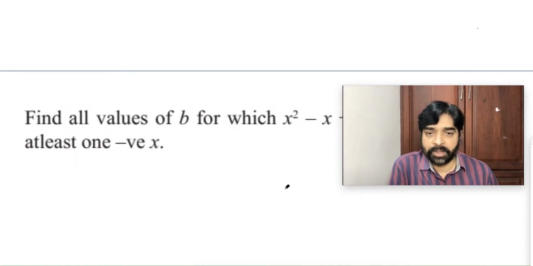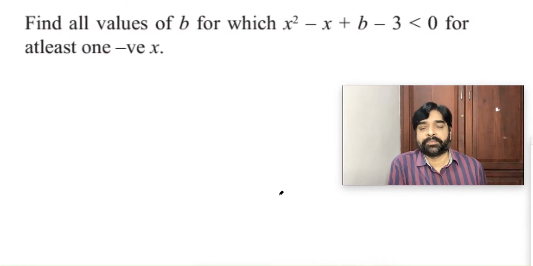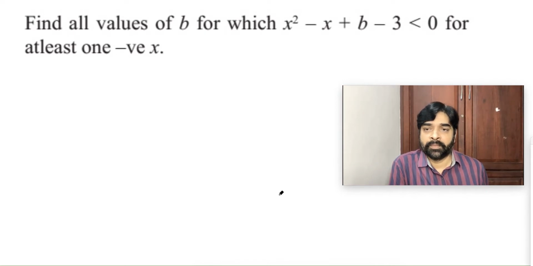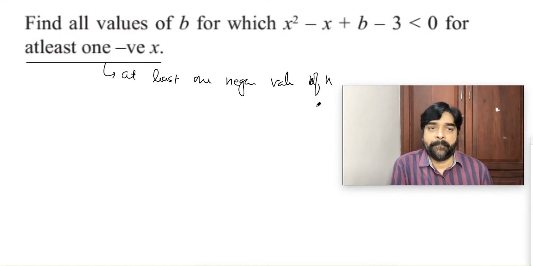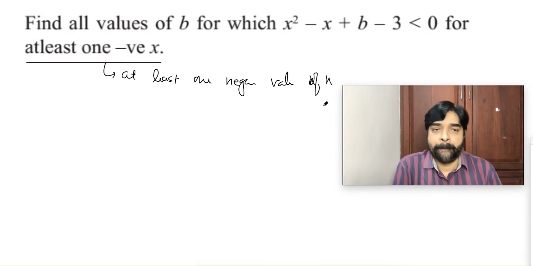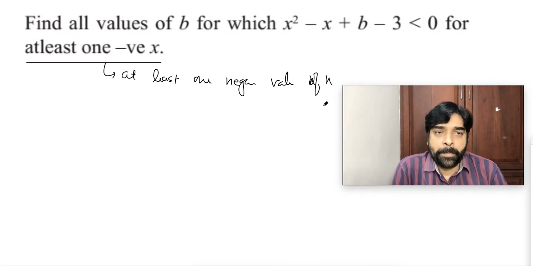Any other question? Yes, this question also write it. Find all values of b for which the expression is less than 0 for at least one negative x. This line's meaning you should understand: at least one negative value of x. Slightly typical questions.